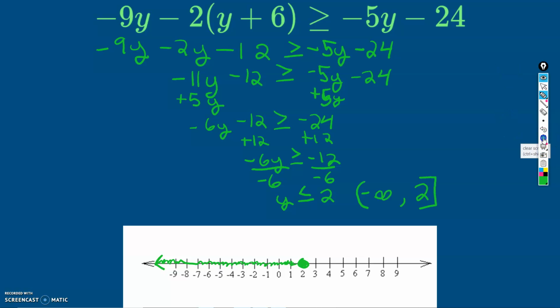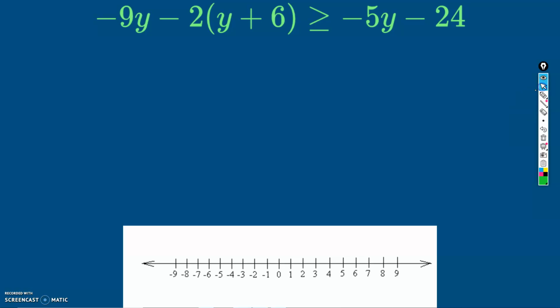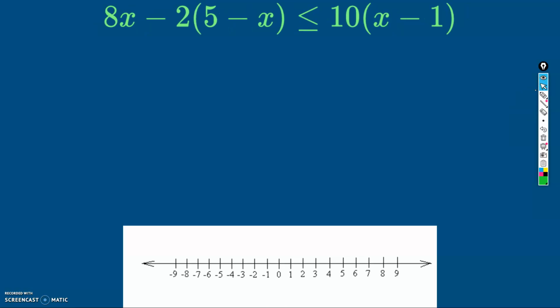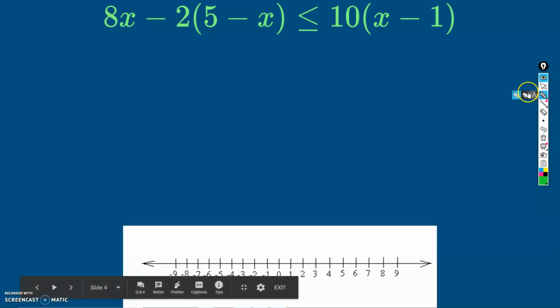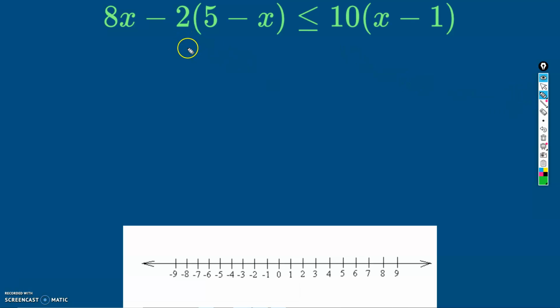So let's do this again, but of course with a different example. Alright, so let's see what's going to happen here. And let's go back to pencil. Alright, so seemingly similar problem. Again, we have a less than or equal to. So let's see what's up with this guy.